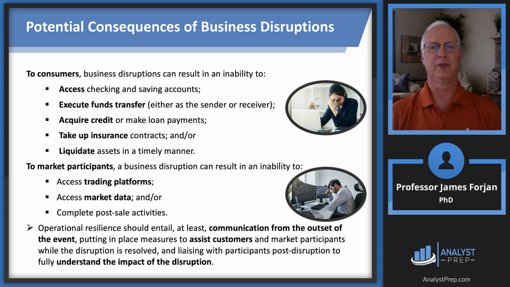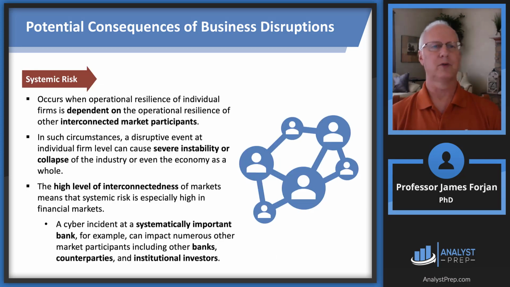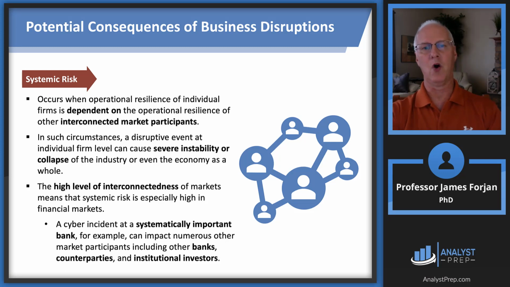And these are just a series of possible business disruptions. Now, of course, the idea is that if there is a substantial business disruption in one financial institution, this will overflow into other financial institutions. Look at that first bullet point, right? Dependent on operational resilience of other interconnected market participants. Cause severe instability or collapse because of this high level of interconnectedness. So that's the one thing that we need to worry about in the financial institution industry: this interconnectedness.